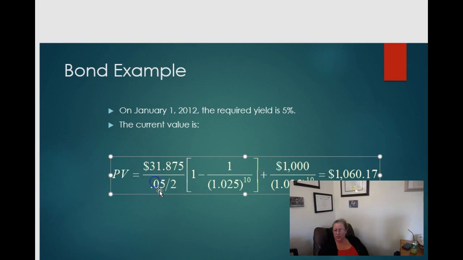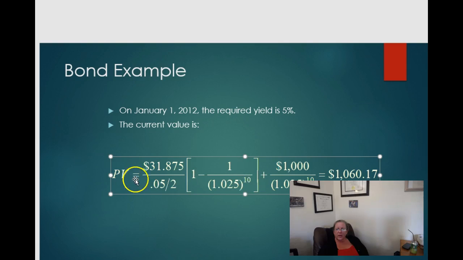So we just worked this part out. 0.05 divided by 2 is equal to 0.025, so 1.025. And then we're doing it to the 10th power. And why are we doing it to the 10th power? Because there are 10 coupon payments, because it's semi-annual and it's over a 5-year period. So it is 10 periods or 10 time periods.